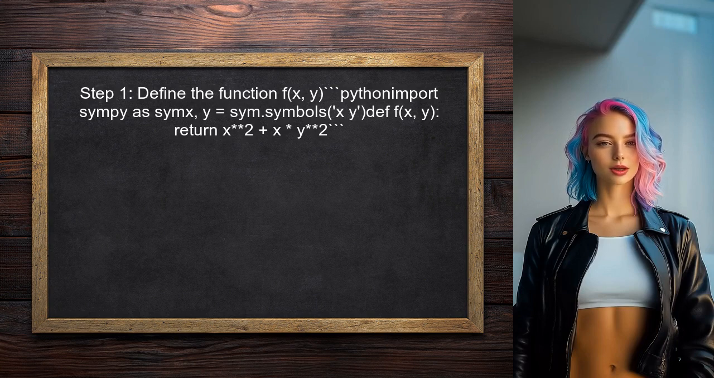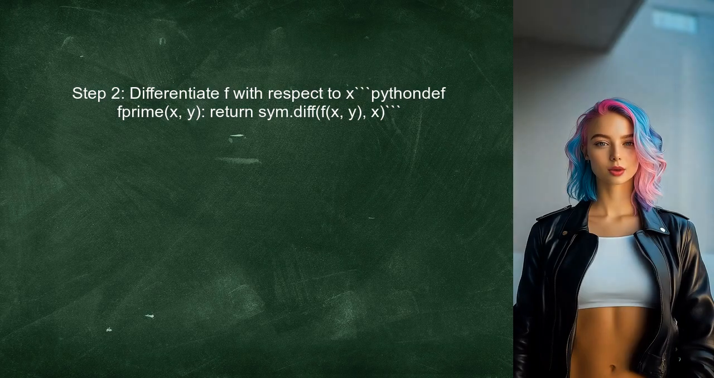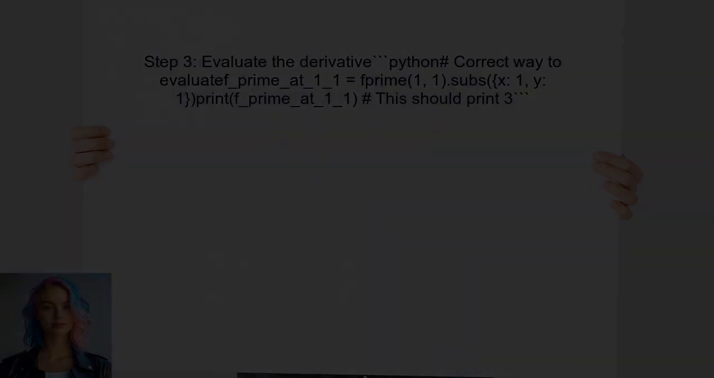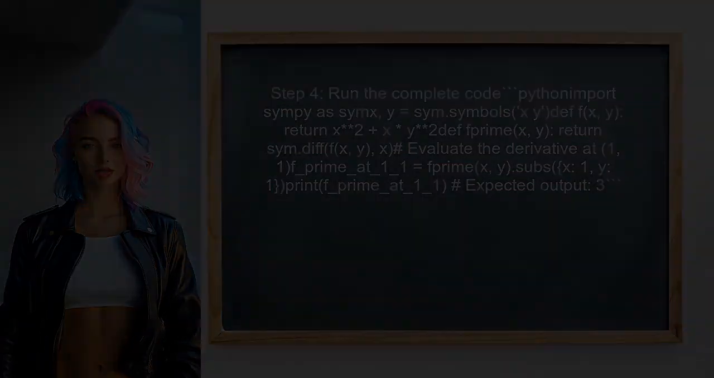This can be done using SciPy's symbols and a simple function definition. Next, the user should differentiate the function f with respect to x. This is accomplished using the diff function from SciPy. Now, to evaluate the derivative at specific values, the user should substitute the values into the derivative function. However, they need to ensure they are using SciPy's symbols for this. Finally, the user can run the complete code to see the expected output. This will confirm that the derivative has been evaluated correctly.